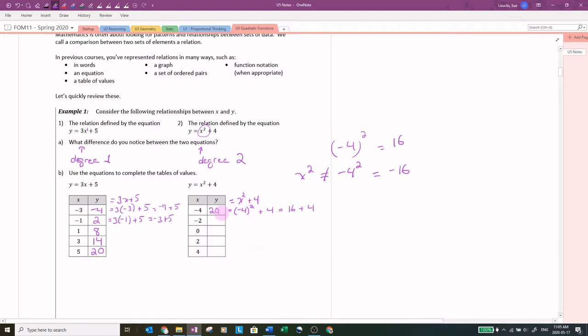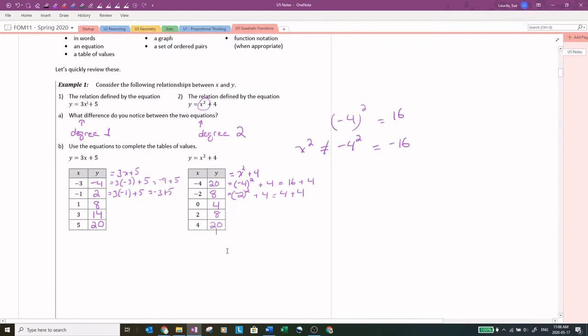All right. For this one, this is going to be negative 2 in brackets squared plus 4. Negative 2 in brackets squared is 4 plus 4, which gets me 8. And again, I invite you to pause it and fill in the rest of the table on your own. Okay, let's go on to the next page where we're going to graph these.